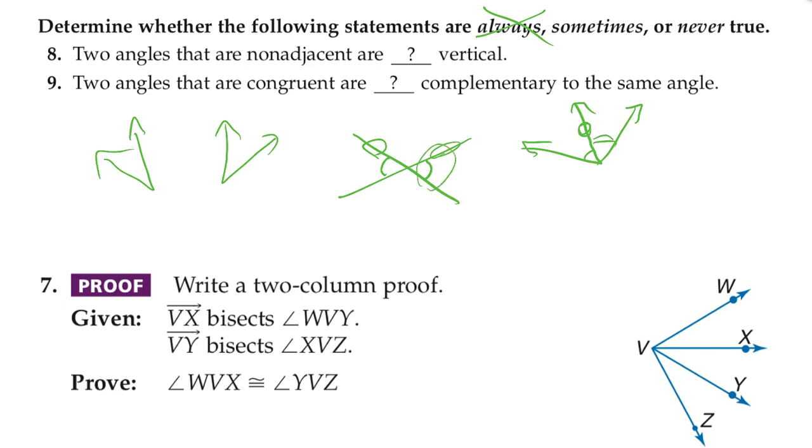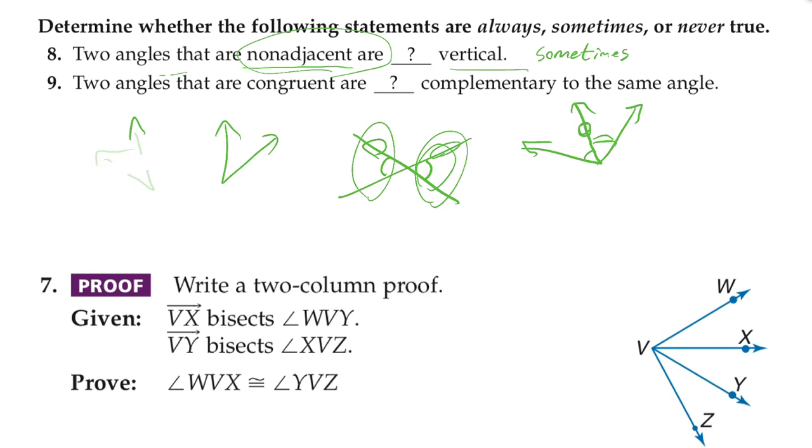So two angles that are non-adjacent are vertical. Here's two non-adjacents that are vertical. So there's at least one yes, so it's not never. So this one must be sometimes, okay? Because we came up with one yes and one no of non-adjacent angles. Okay, now let's go to the next one, all right? So I'm going to erase my x's there.